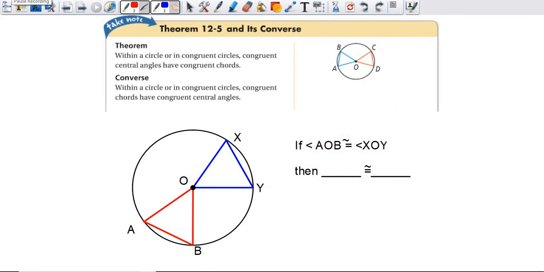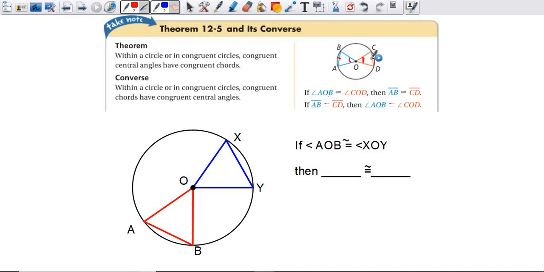So the next one: within a circle or congruent circles, congruent central angles also have congruent chords, and the converse of that, so just the opposite order. So here we go. If the angles, angle AOB and COD are congruent, then I can say that this little chord right here, AB, has got to be congruent to CD, and vice versa. If the chords were congruent, I could say the central angles were congruent.